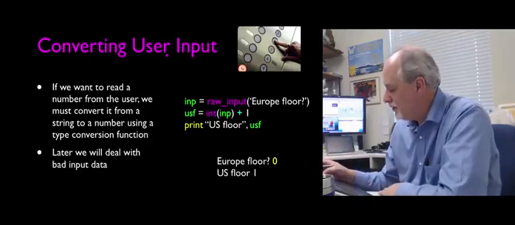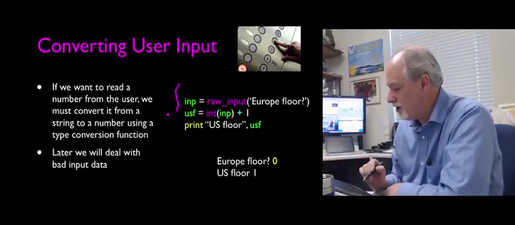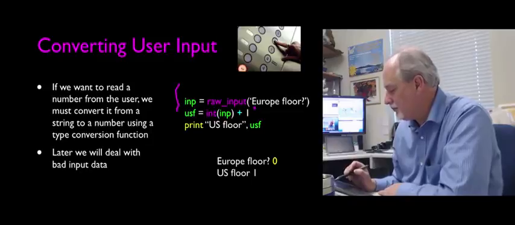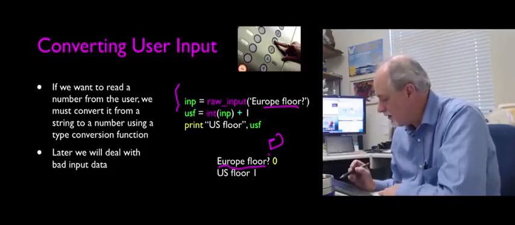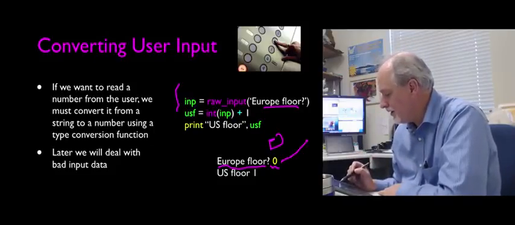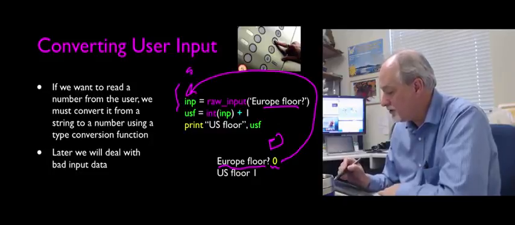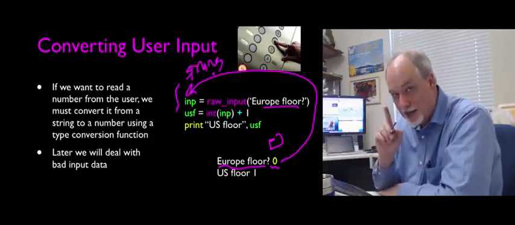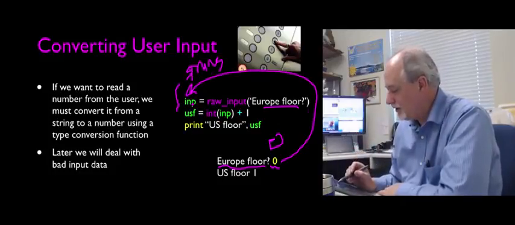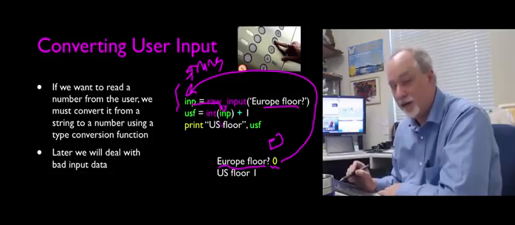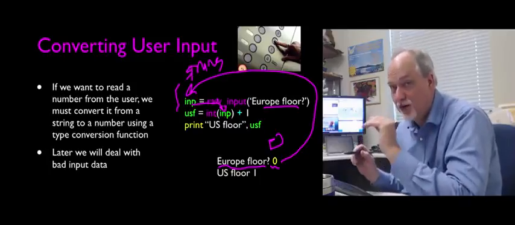The first line is a raw input that effectively puts out a prompt, and then it waits. It says, please enter your Europe floor. It sits there. We type a 0. Then 0 goes into inp, but it is a string. It's not a number. So we can't add to it. But we can convert it to an integer with the int function. Int of inp. That's a string being converted to an integer. So now it's a real numeric 0.